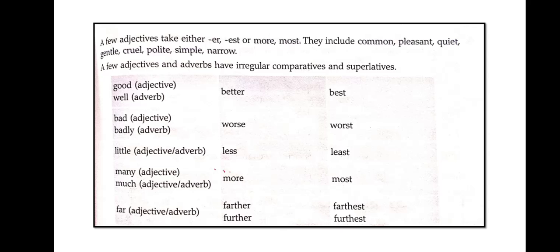Good, when we use good as an adjective and well as an adverb, it changes into the comparative better and the superlative best. Bad, badly, changes into worse and worst. Little, less, least. Least spelling you see, LEAST. Many, much: it changes in the comparative to more and in the superlative to most. Far will be farther or further, farthest and furthest.